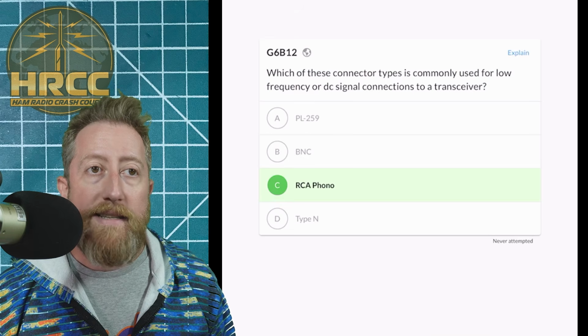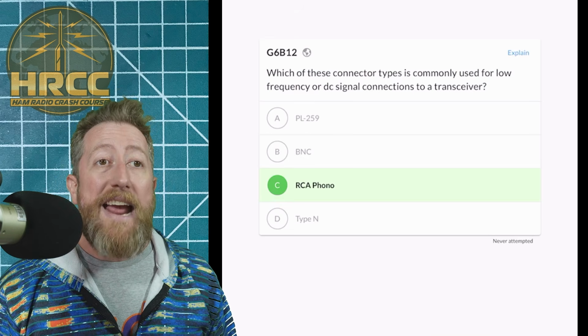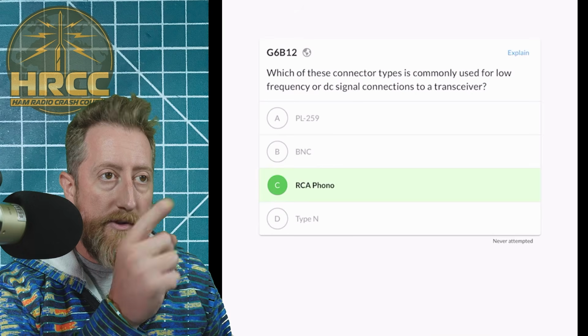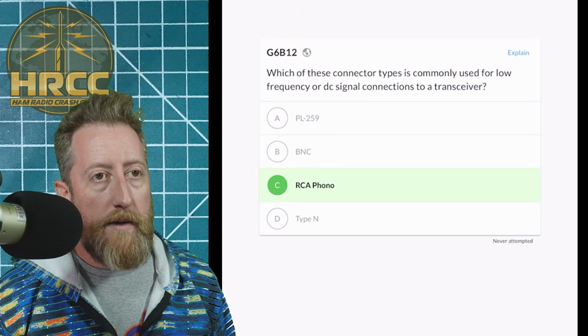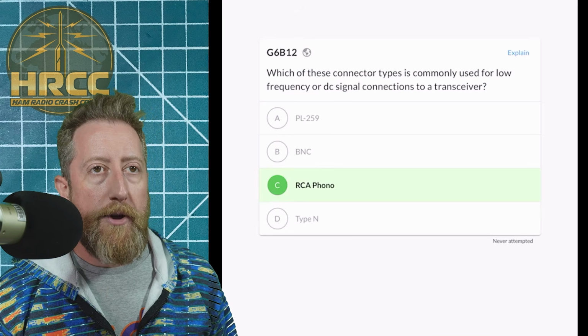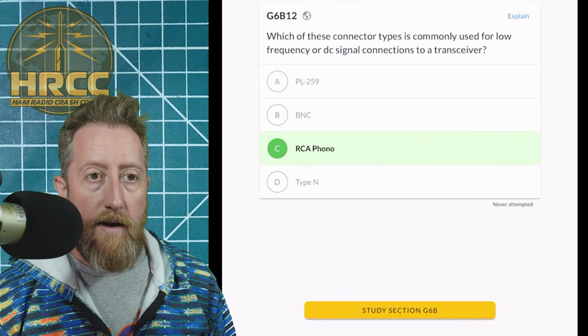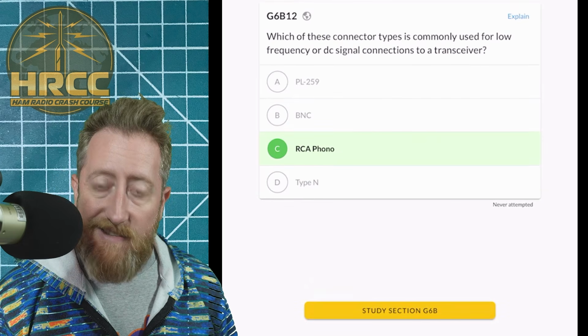Question 12, which of these connector types is commonly used for low frequency to DC signal connections to a transceiver? RCA Phono. That is the single pin with the outer little metal circle. Yeah, that's an old school one, but we still use those for a number of things. And that's the end of section 6.